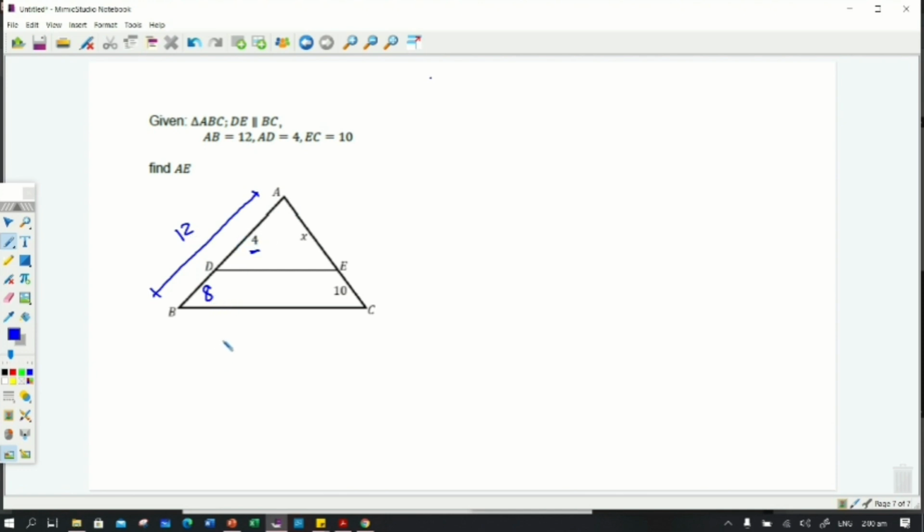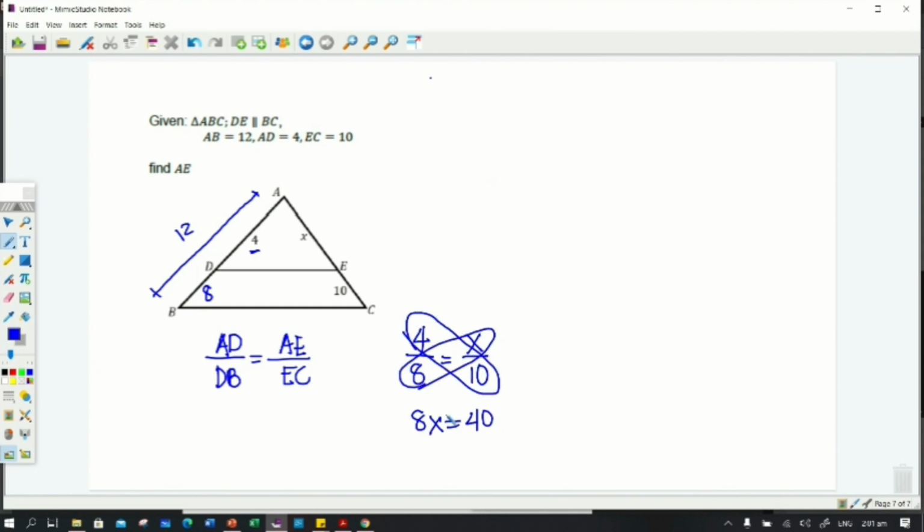Then from here, we can now create a proportion. That is upper left, AD, all over lower left, we have DB, is equal to upper right, AE, all over EC, lower right. Then apply substitution. AD is 4, all over BD is 8, is equal to AE, which is X, all over EC, which is 10. Okay? Then we cross product. That is 8X is equal to 40. Then divide both sides of the equation by 8. Our value for X here is equal to 5.